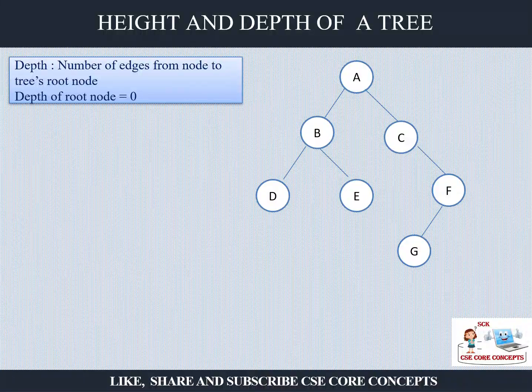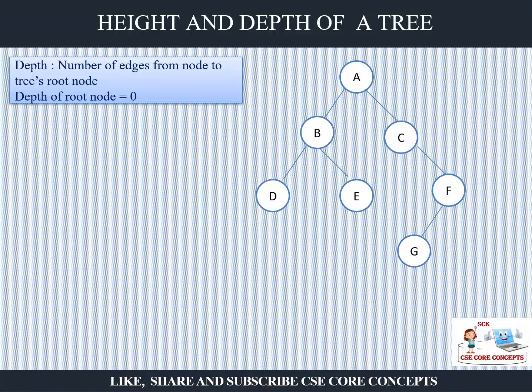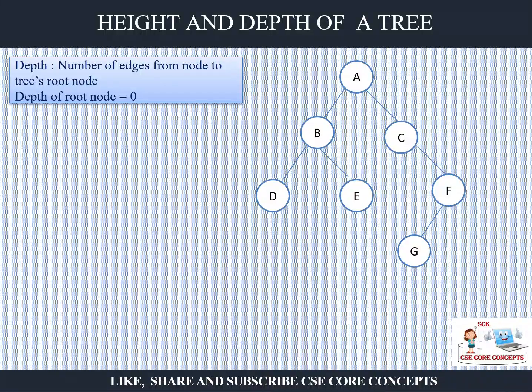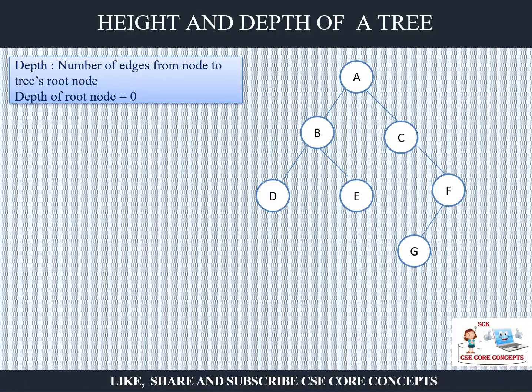Now if you consider any node, let's say B, what is the distance from B to its root node? Who is the root node? The root node in this tree is A. So the distance from any node to its root node is the depth. Hence, what is the depth of the root node? The root node itself has depth 0 because the root-to-root distance is 0. So in the case of depth, the root node's depth is always 0.